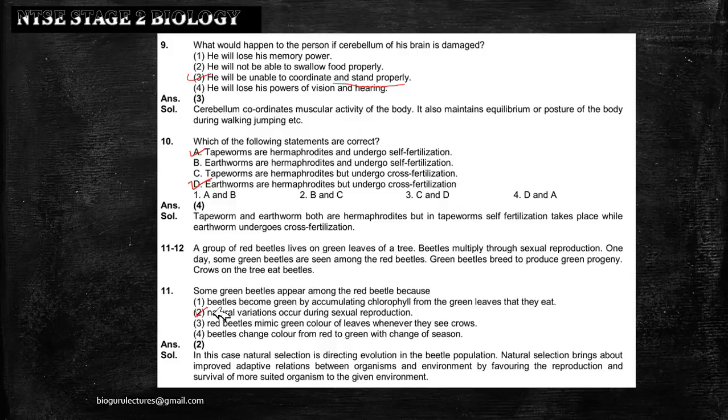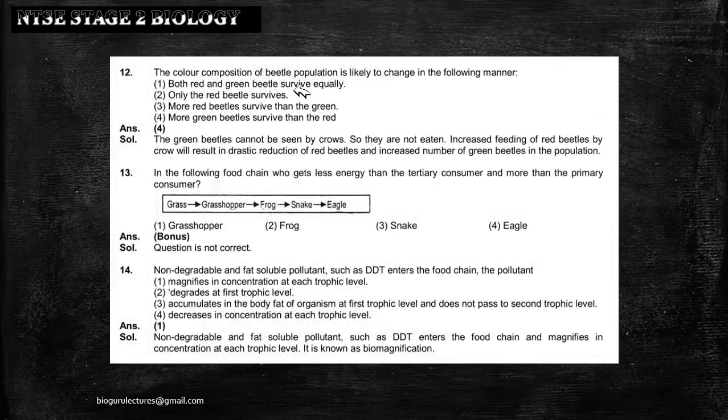Obviously, option 1 and options 3, 4 may not be considered as right ones because environmental changes don't cause this in a very short period, right? Next, question 12, I think the continuation. The color composition of beetle population is likely to change in the following manner. More green color beetles survive than red. The reason is that red ones are easily identified by the crows, so the green ones are going to remain for a long time.